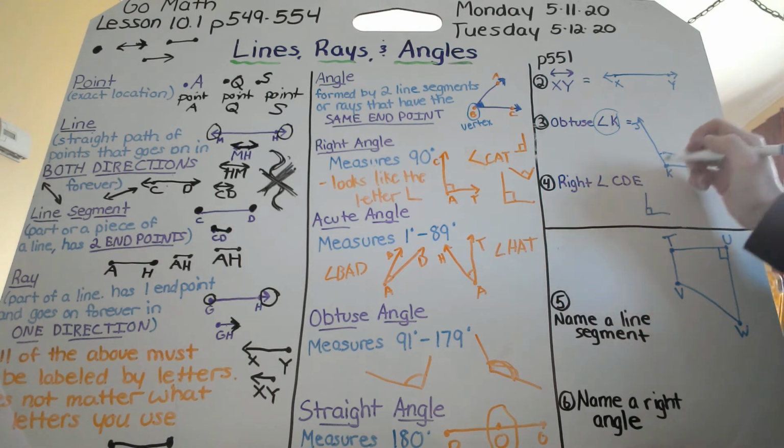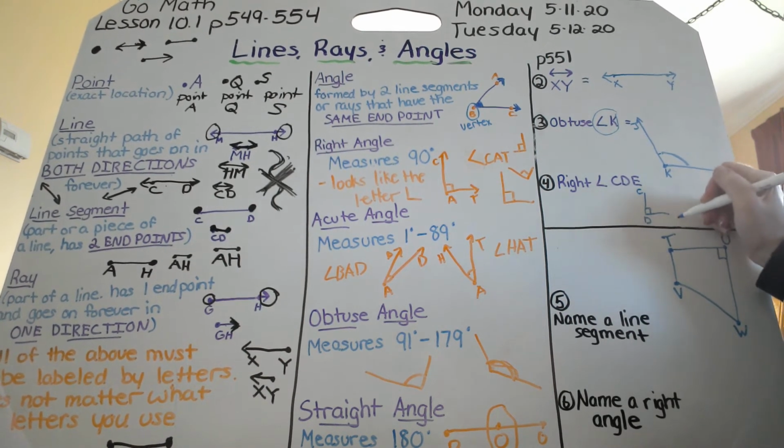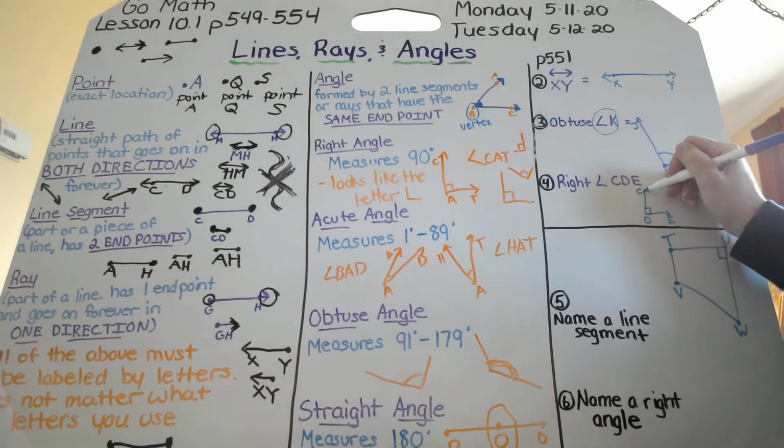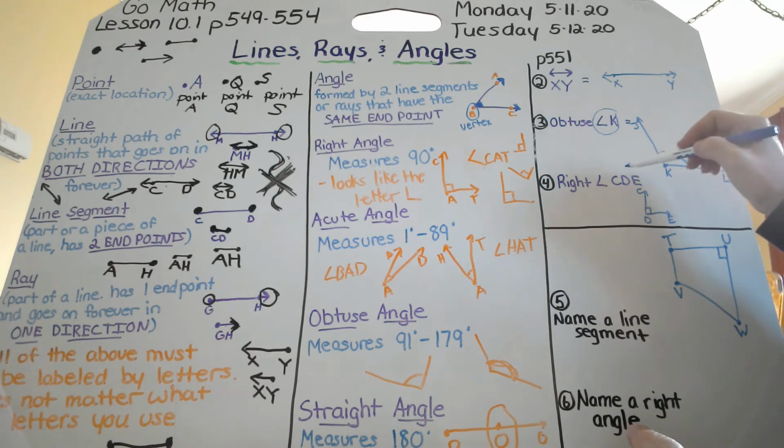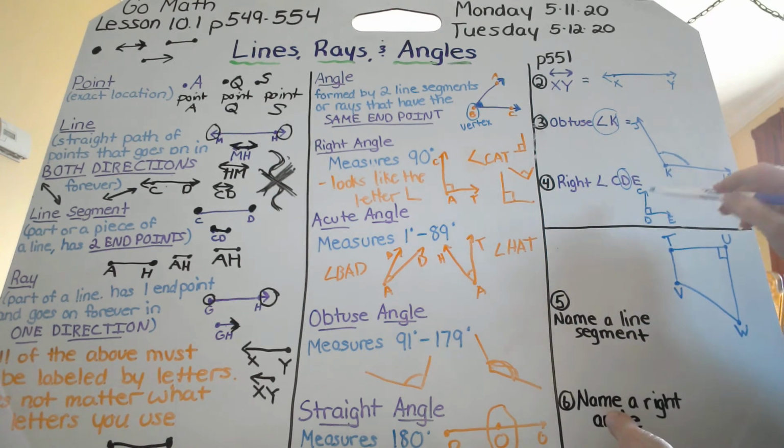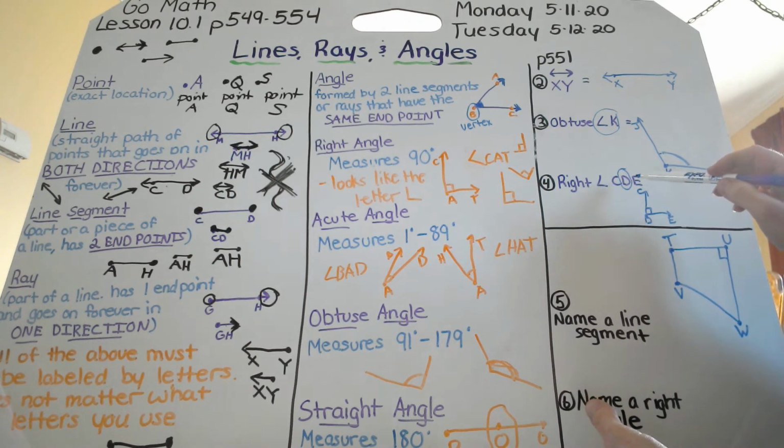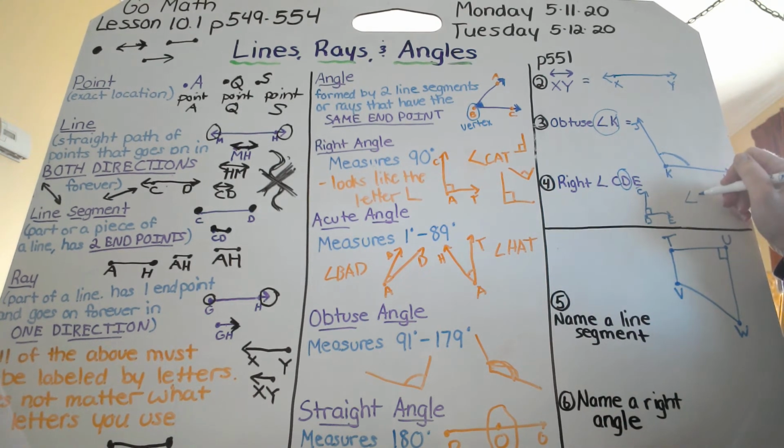Now CDE. This center point right here, this D, has to be my vertex. It has to be in the middle, because that's what this angle is called. When you see this, you cannot move the vertex. You have to leave that center letter, that center point, where it is. So I could call this angle EDC, but my D is still in the middle. Your vertex letter always has to stay in the middle. It can't move like your other letters can.